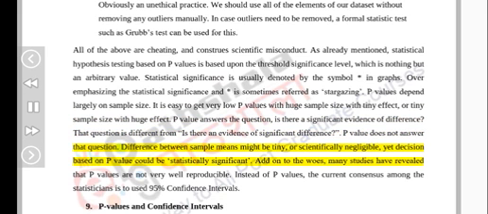Difference between sample means might be tiny, or scientifically negligible, yet a decision based on p-value could be statistically significant. Add to the woes, many studies have revealed that p-values are not very well reproducible. Instead of p-values, the current consensus among statisticians is to use 95% confidence intervals.